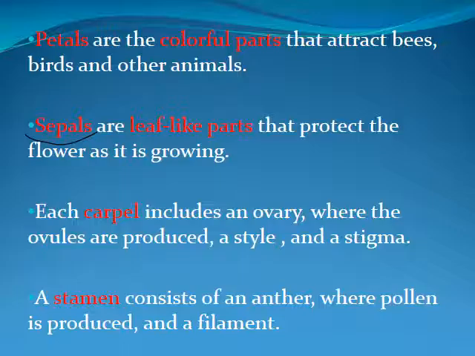Carpel. What does the carpel include? Yes, Sabine. The carpel includes an ovary where the ovules are produced. Ovules are produced in the ovary. It also contains style and stigma. So the carpel includes three parts: ovary, stigma, and style. Okay, Hadi? Moving to stamen. Stamen is composed of two parts. Kareem, what are these two parts? Filament and anther. Excellent. They compose what's called the stamen.